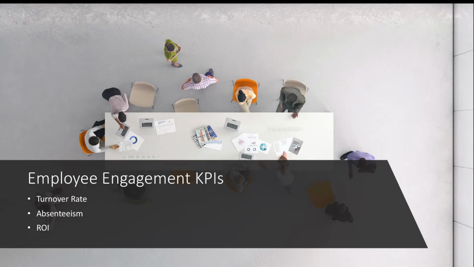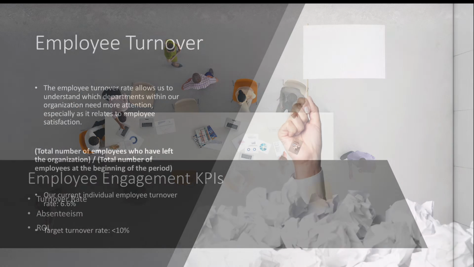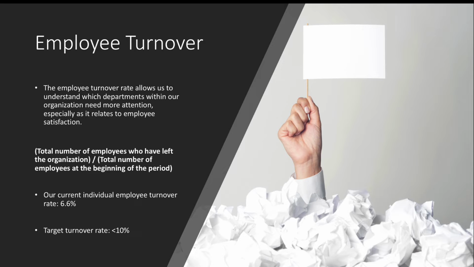In order to accurately measure employee engagement and identify problem areas, the following key performance indicators, or KPIs, will be evaluated: turnover rate, absenteeism, and ROI. The employee turnover rate allows us to understand which departments within our organization need more attention, especially as it relates to employee satisfaction. To calculate the employee turnover rate, divide the total number of employees who have left the organization by the total number of employees at the beginning of the period.